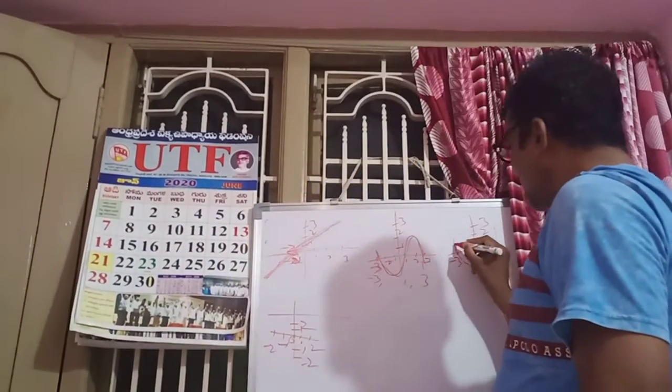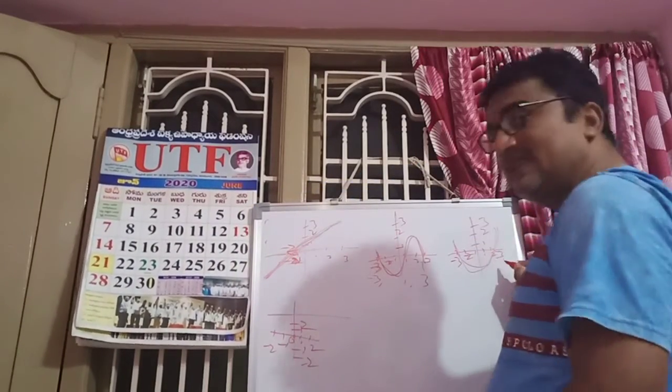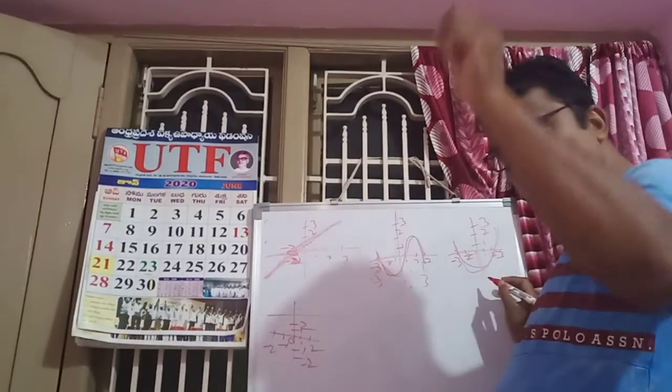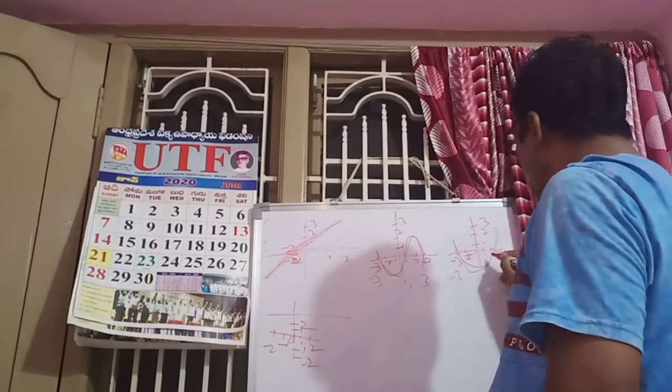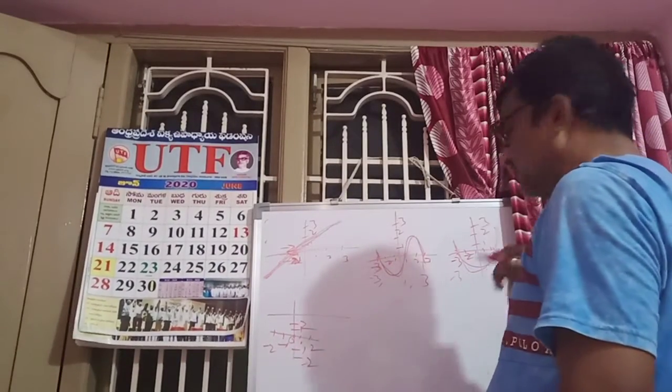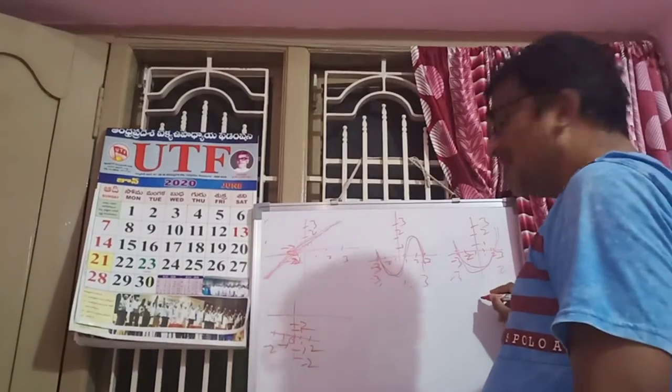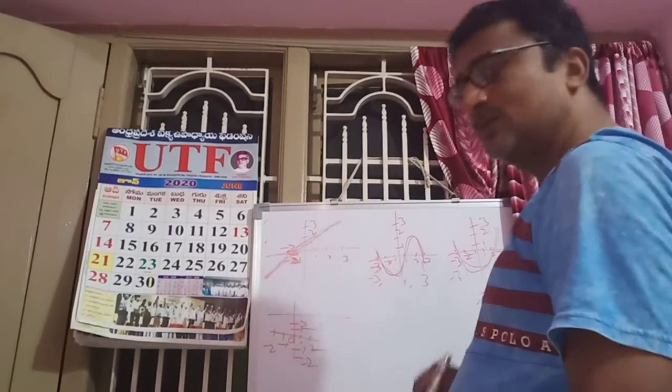Next, what are the zeros of the polynomial? Check: this graph touches only the x-axis. Don't forget it, only the x-axis. Here minus 3 and here 2.